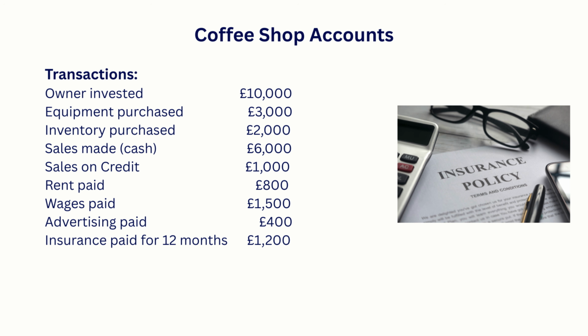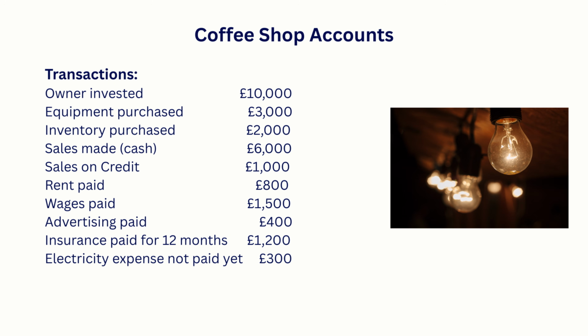Insurance of £1,200 was paid. This covers 12 months, for example, business insurance for the premises and equipment. Electricity expense of £300 was incurred but not yet paid. This relates to energy used during the month, but the bill will be paid later.